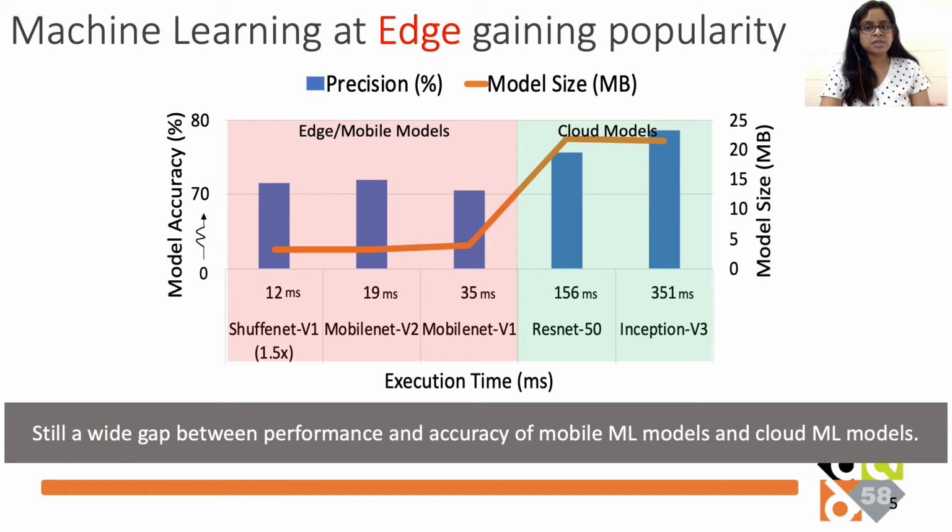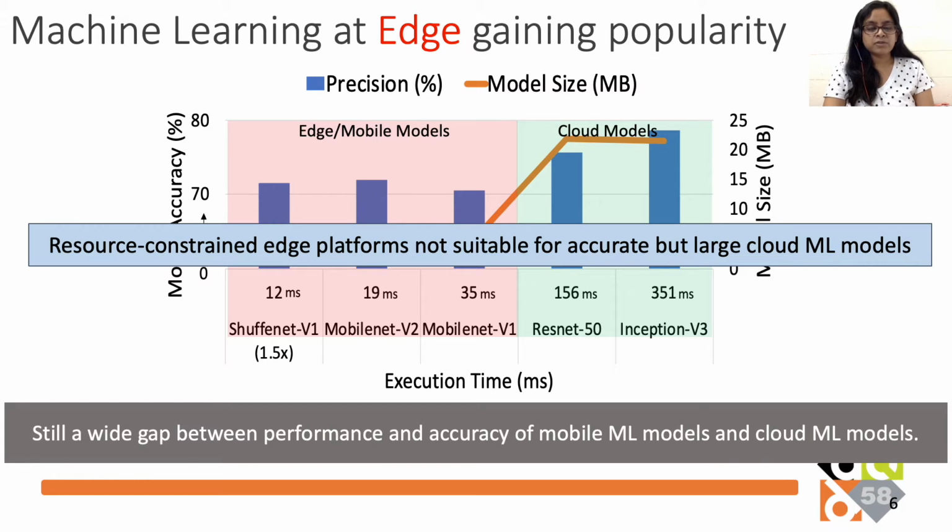The other solution is to compute locally on the edge device. There are small edge models that can fit on these resource-constrained devices and have smaller execution time, but they have way lower accuracy compared to cloud models that are large but slow. Overall, there is a wide gap between performance and accuracy of mobile ML models and cloud ML models. Resource-constrained edge platforms are not yet suitable for large, energy, compute, and memory-intensive cloud ML models.